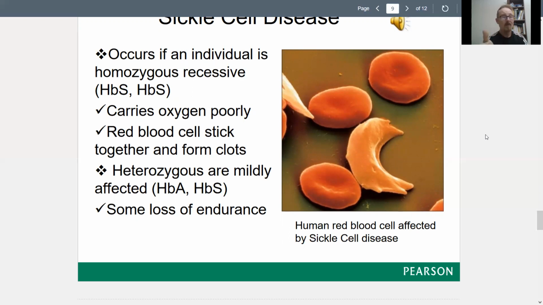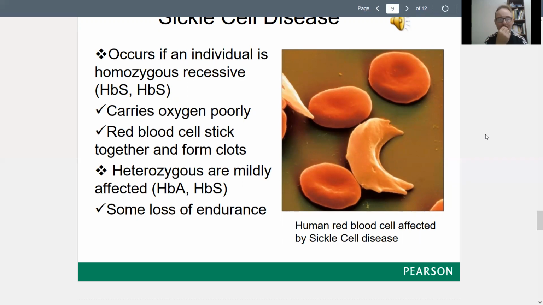Okay, so these things don't carry oxygen very well, if at all, and they fold down like that, and they can clump together. They can cause serious blood clots. And later on in life, by your teenagers or your 20s, you may experience death. It's just generally a life killer. It's a terrible, terrible disease.